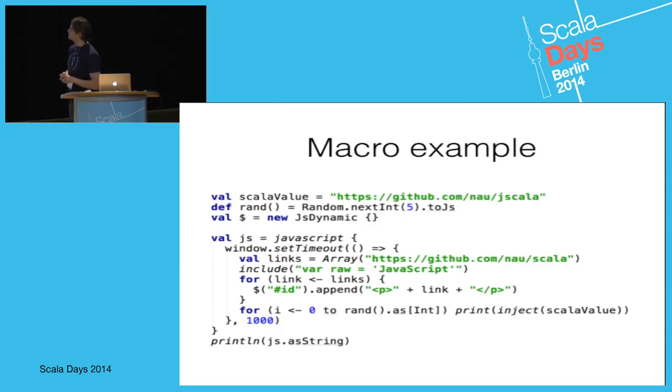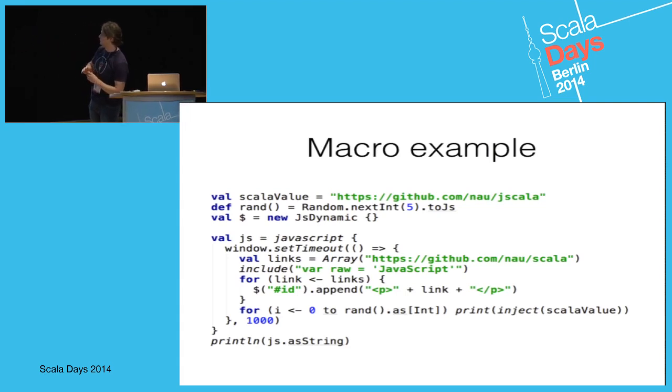So here I use JavaScript macro. And there are a bunch of features here. This Scala array is going to be converted to a JavaScript array. You can include raw JavaScript using an include function. These four are going to be definitely four.